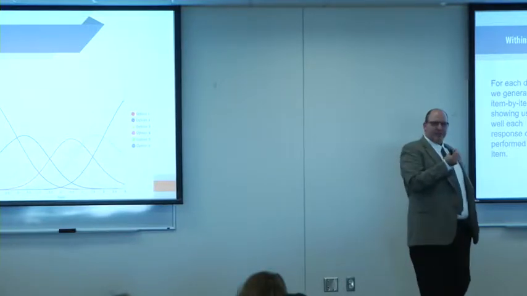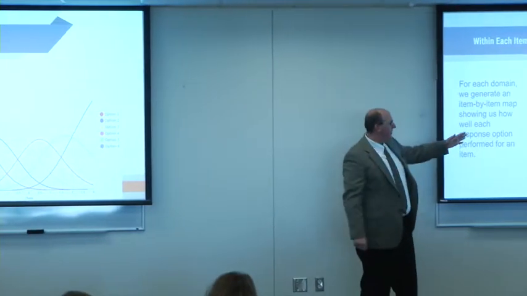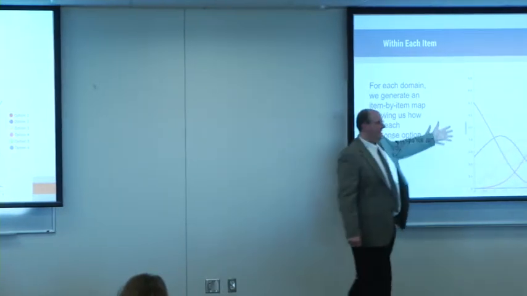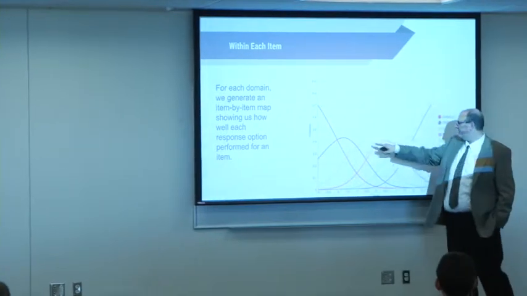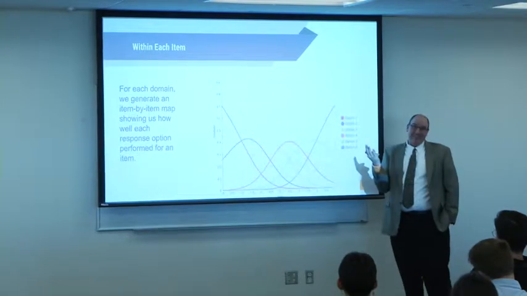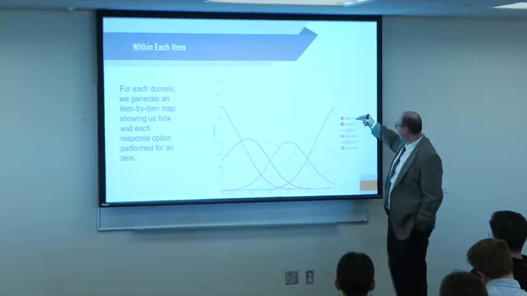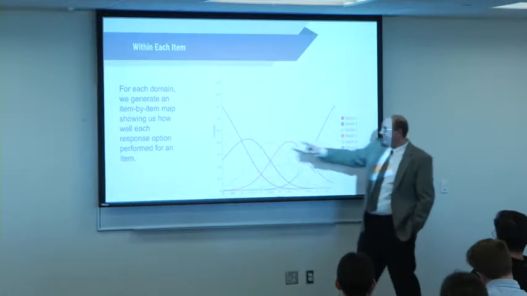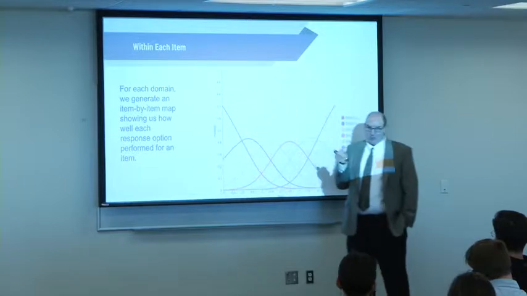Now, we also get information within a single item across all the samples. This is a stylized version of the kind of output that we're getting. In this case, what you would have is a single item that has six different options: 1, 2, 3, 4, 5, 6. What you want to see when you do this kind of analysis is that the options occur in order, 1, 2, 3, 4, 5, 6, and that each option has its own peak that is distinct from all the others. That's what we're looking for.